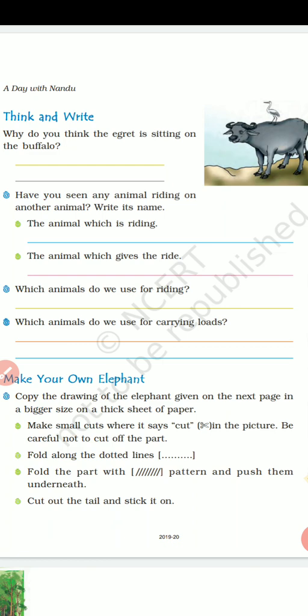Which animals do we use for riding? That we all know, the animals which are used for riding are horse, yeah, for the horse cart, tonga, and more you have to write down. Okay, you can write down bullock cart, right? And bullocks are taking, camel cart, camel takes the ride. Like this you can write down. Which animal do we use for carrying the loads? Okay, that is very easy, that you can write.